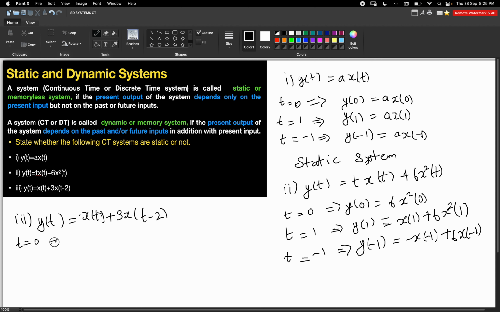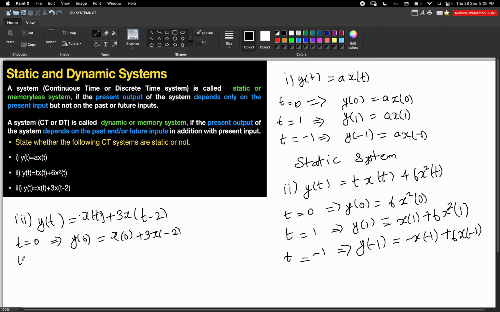In this case, my present output y of 0, where 0 is the present time, equals x of 0 plus 3 into x of minus 2. So if 0 is the present time and minus 2 is the past time, the present output depends not only on the present input but also on the past input. So the system is a dynamic system.